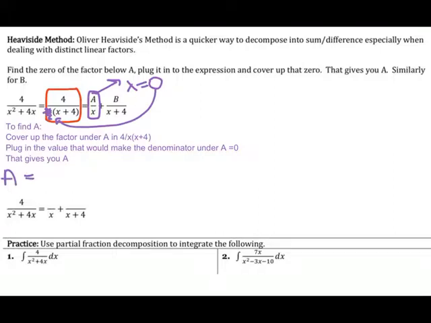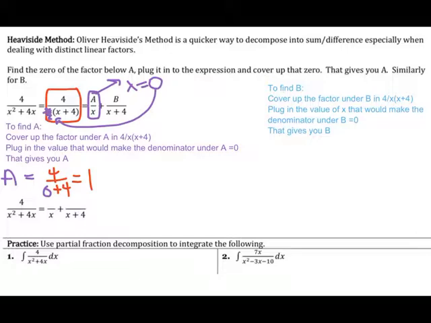So a is going to equal 4 over 0 plus 4, because that's what would make the denominator under a be undefined. So a is going to equal 1. Now we're going to follow the exact same process with b.